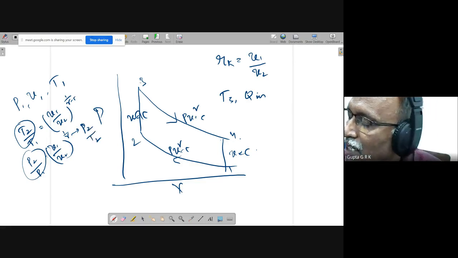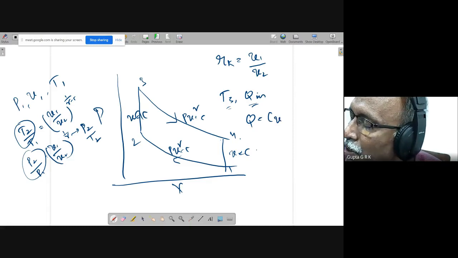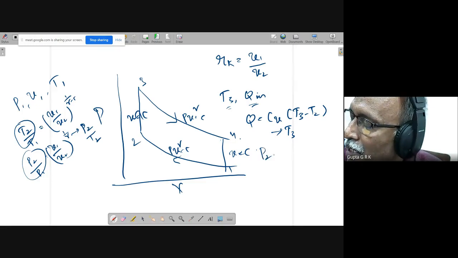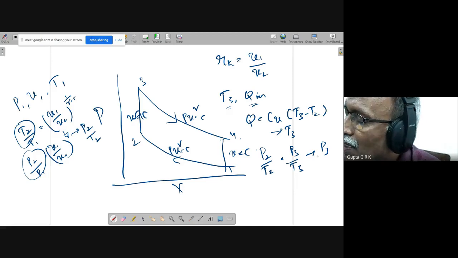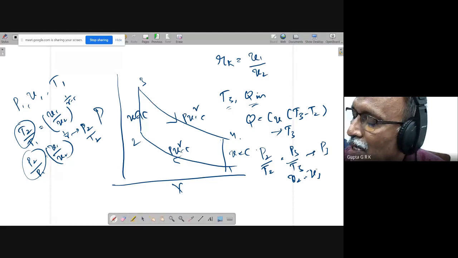So for point 3, you may be given either T3 or Qin. So Q is equal to, because it is a constant volume, Cv into T3 minus T2. Because Q is given, this can be found out. So T3 can be obtained. Because it is a constant volume process, P2 by T2 is equal to P3 by T3. So I can get P3, and V2 is equal to V3. So I got all the values.